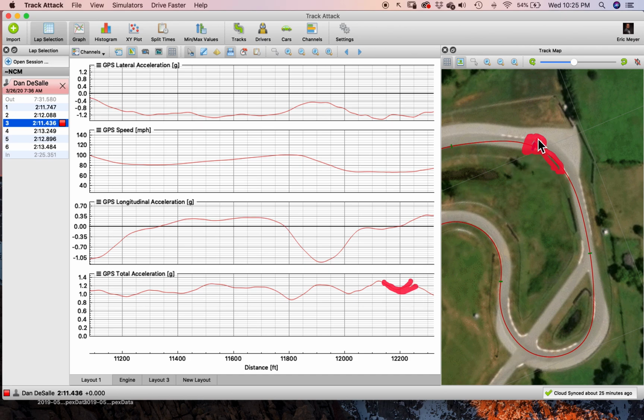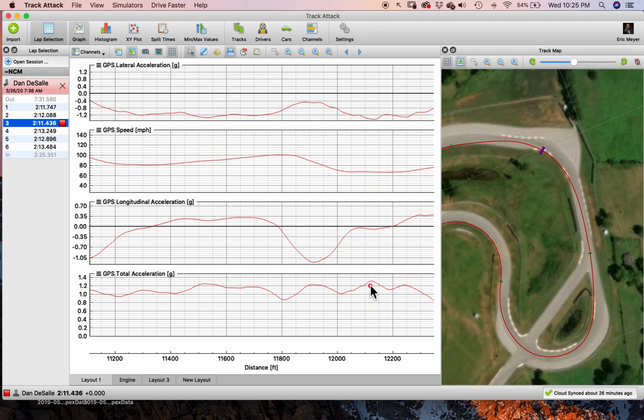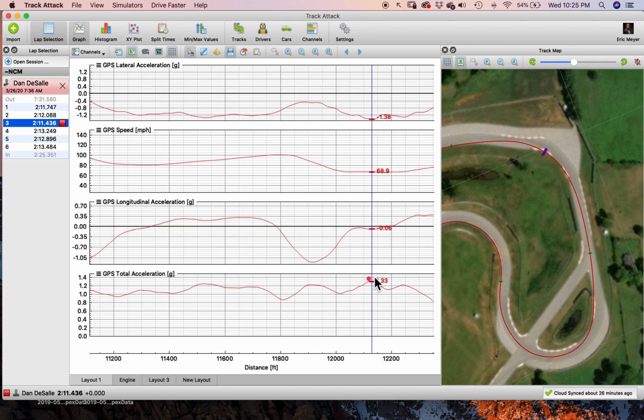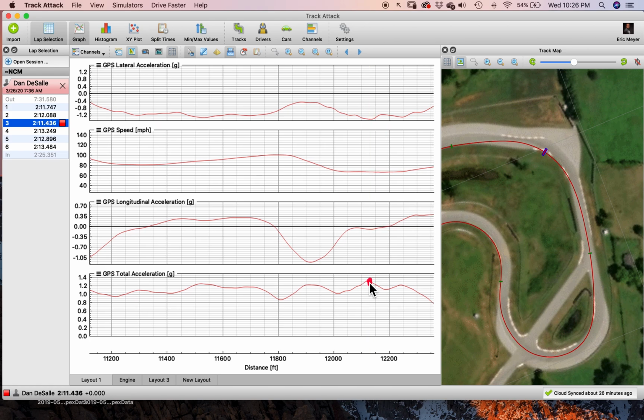So it looks like Dan's getting a lot of load up right here and a lot of load up right here where he's getting on the gas. But look at that center apex right there. Let me clear that so you can see it. There's about apex. Look at that. Do you see it? Here's what that is right here. This bad boy should look like this.